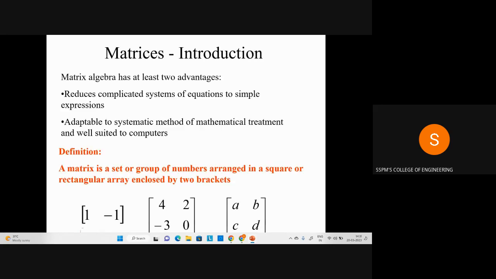First, what is a matrix? A matrix is a set or group of numbers arranged in a square or rectangular array enclosed by two brackets. So how do you write a matrix? First we write two square brackets and then we write some numbers in between those brackets. That is called a matrix.